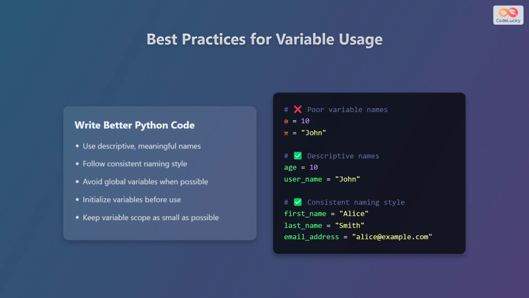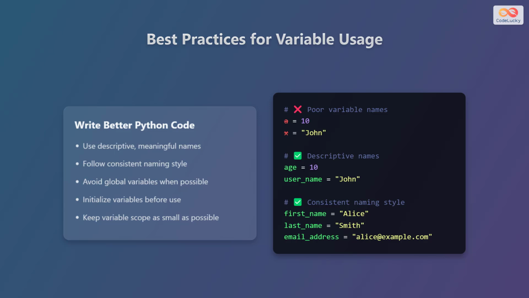Following these best practices can improve the readability, maintainability, and reliability of your Python code. Use descriptive and meaningful names for variables. This makes it easier to understand what the variable represents. Follow a consistent naming style, such as using snake case for variable names. Avoid using global variables when possible, as they can make it harder to reason about the code. Initialize variables before using them to prevent errors. Keep variable scope as small as possible to reduce the risk of unintended side effects.